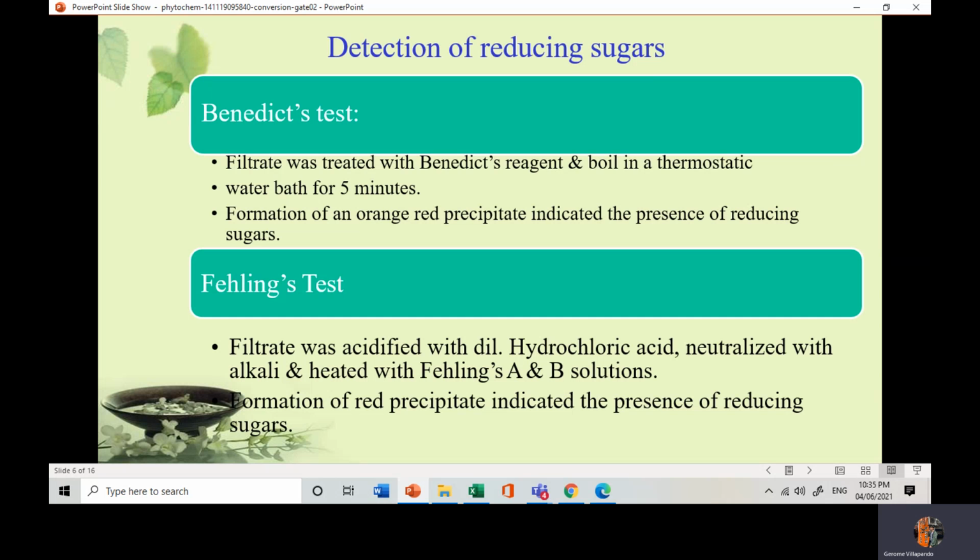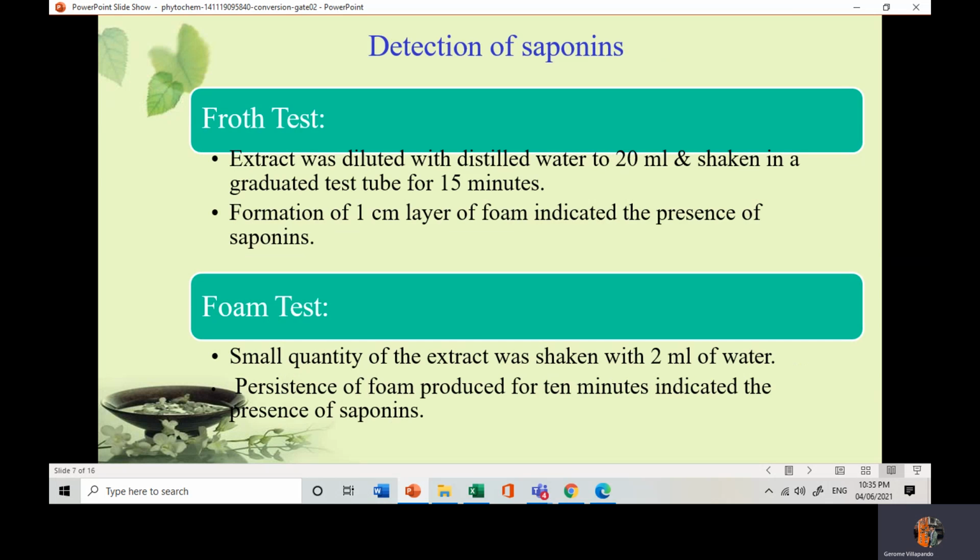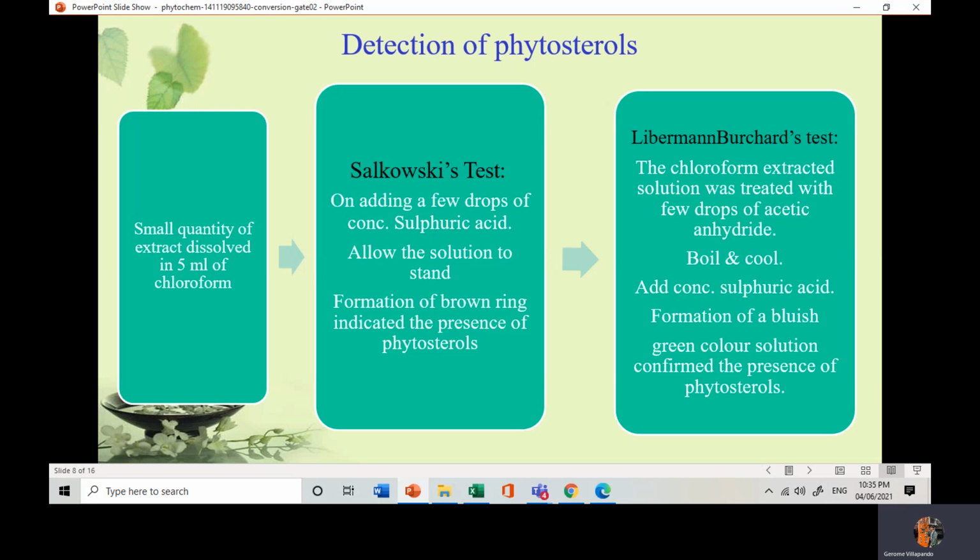I will just give you a little background. Now, detection of phytosterols. We have the Salkowski test. In Salkowski's test, formation of a brown ring indicated the presence of phytosterols.